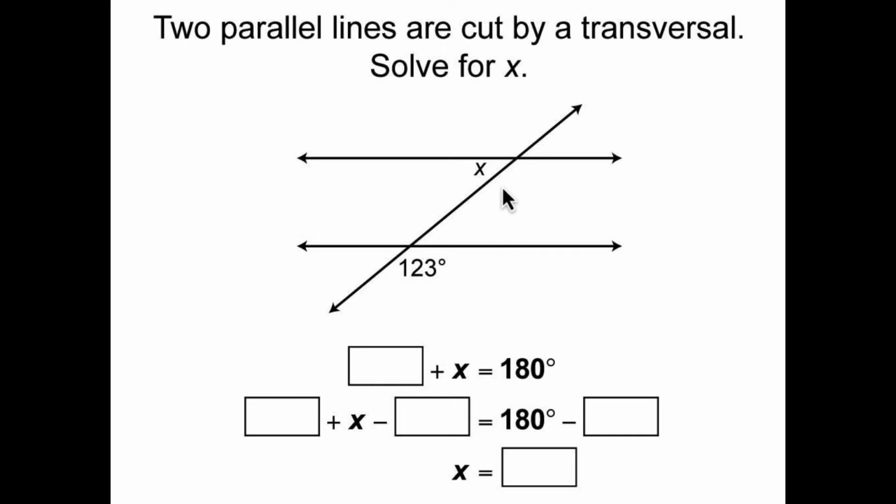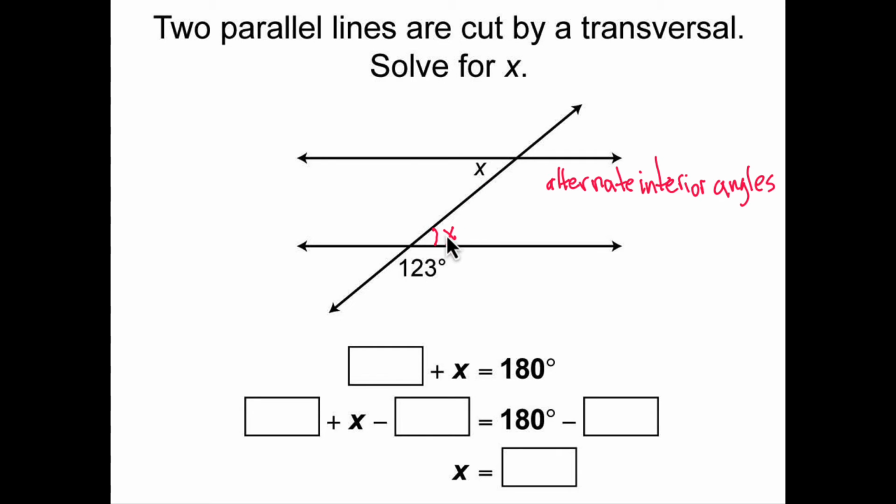The first thing to notice is this angle. This and this angle form alternate interior angles. And one of the properties of alternate interior angles is that they are congruent. So this is also angle x.